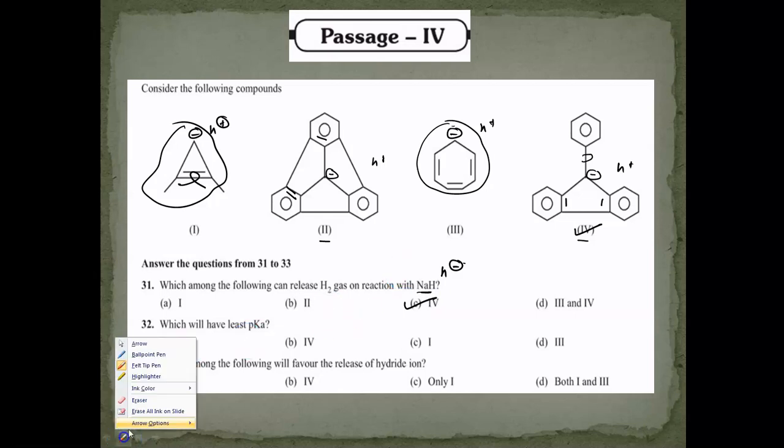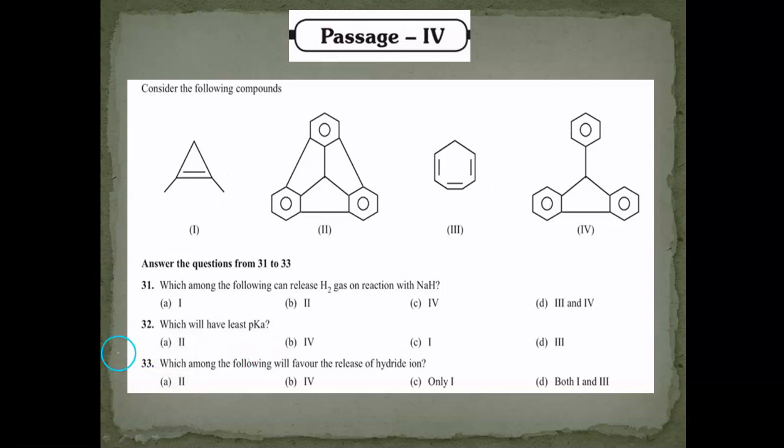Right? Then next, question number 32. Which will have the least pKa? Now when we say pKa is least, which means Ka should be maximum. And if Ka should be maximum, which means it should be the strongest. So again, if the acid is stronger, it is bound to give more H plus. So the reasoning is on similar lines. So again for this question, answer would be B.